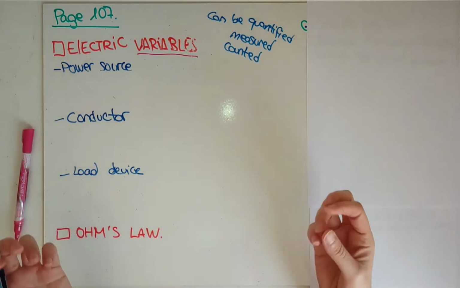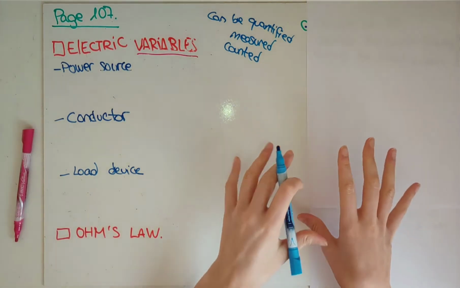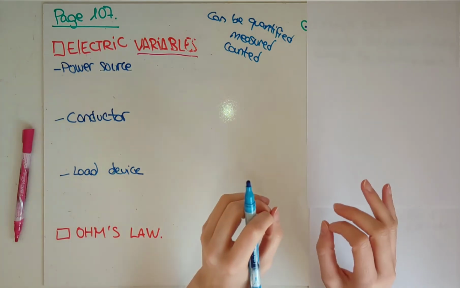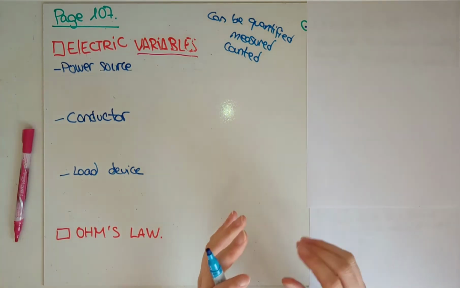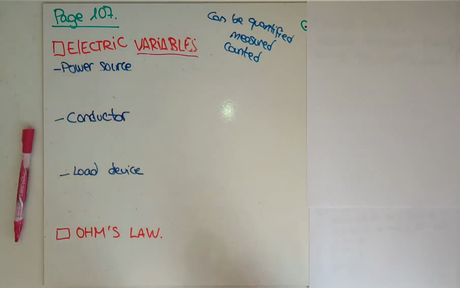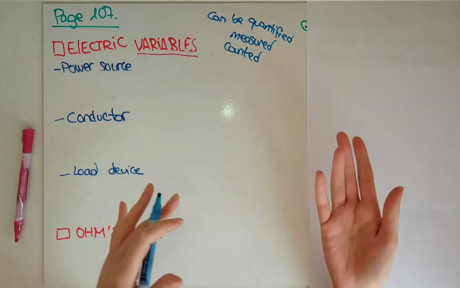Some examples are the volume, measured in liters. The liters are the unit of measurement. Mass in kilograms. Kilograms is the unit of measurement, and for example, money in euros. Okay?